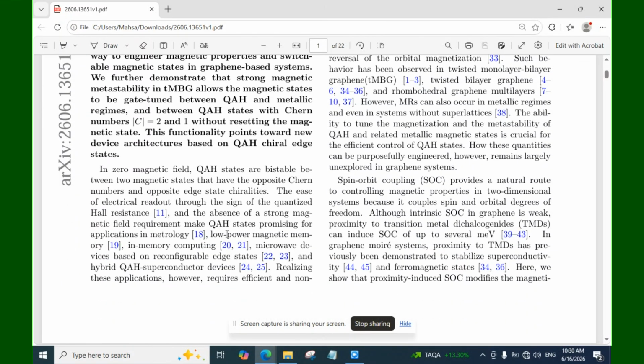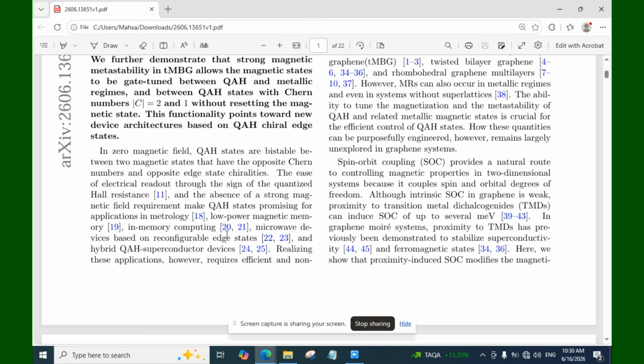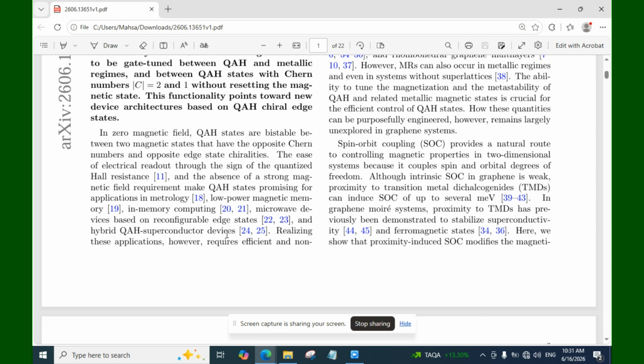In zero magnetic field, QAH states are bistable between two magnetic states that have opposite Chern numbers and opposite edge state chiralities. The ease of electrical readout through the sign of the quantized Hall resistance and the absence of a strong magnetic field requirement make quantum anomalous Hall states promising for applications in metrology, low-power magnetic memory, in-memory computing, microwave devices based on reconfigurable edge states, and hybrid quantum anomalous Hall superconductor devices.